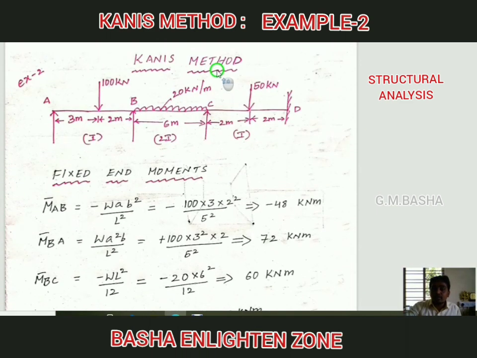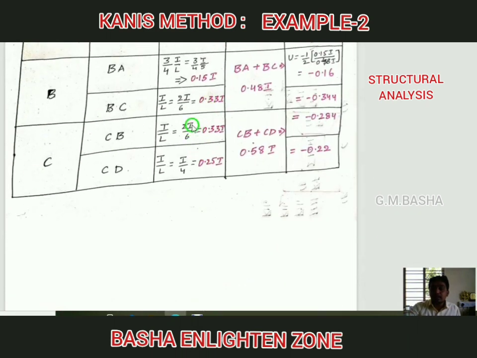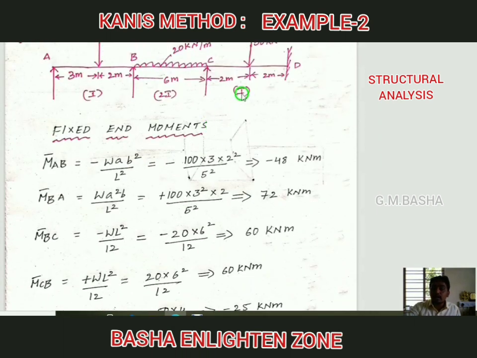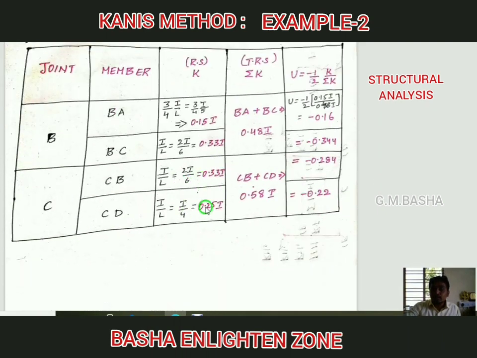Then go to the next span CD. I am at the C position and I am looking at D. D is fixed here, so D is fixed means you will take directly I by L. Relative stiffness will be equal to I by L. So substitute wherever I for CB equal to 2I. Here wherever I equal to I, because there is no other value given. So if you simplify here, the sum of the total relative stiffness for that particular joint C, CB plus CD, will be equal to 0.58I.